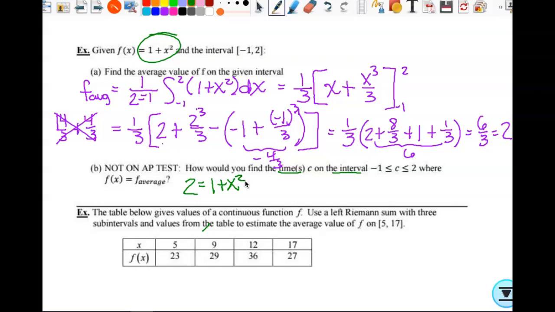Okay, let's solve it. This gives me 1 equals x squared, right? So x has to be equal to plus or minus 1. So those are the times, and that time is not literally in seconds. That's a bad use of words there. That's not on the AP test. That was just a little bonus brain exercise.